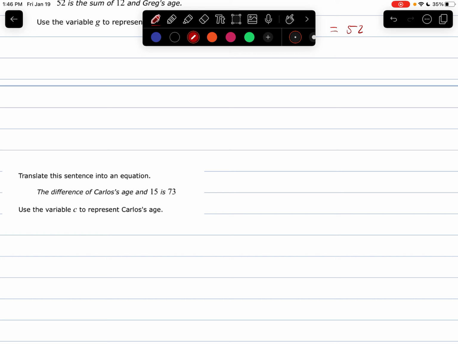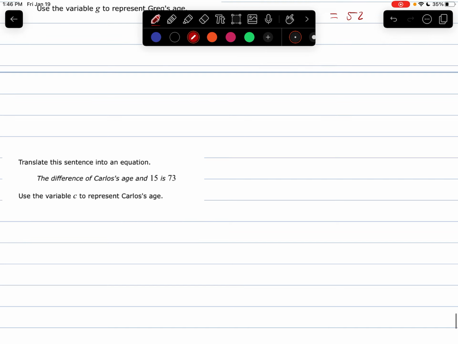It says, translate this sentence into an equation. The difference of Carlos' age and 15 is 73. Okay, the difference of Carlos's age and 15 is 73. All right, so we want 73 over here by itself. Okay, so we're going to have the difference of Carlos's age and 15. So that means we're going to start with Carlos's age, which is C in this case, and difference means we're going to subtract. So we're going to take away 15, and that's going to give us 73. So our answer here is C minus 15 is equal to 73.